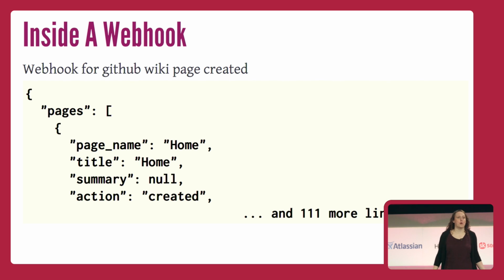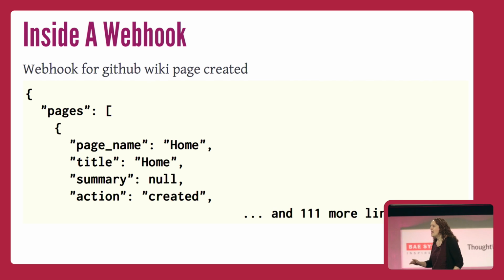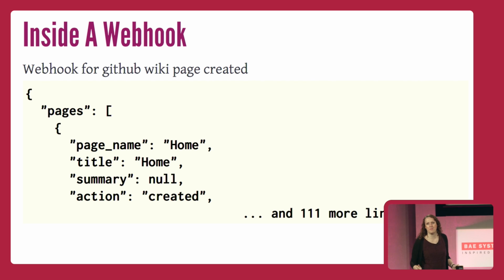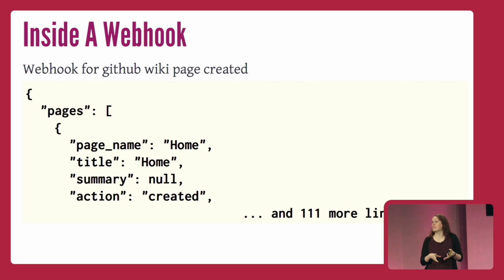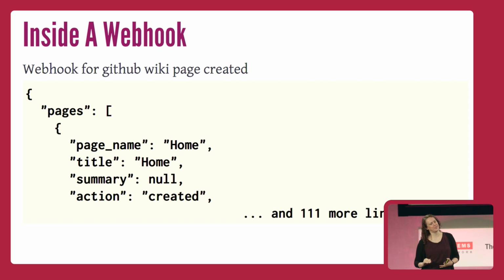Let's drill into a webhook. I had this great idea that I would pick the smallest webhook that GitHub sends, put it on the screen and walk you through it. And I got this, which is creating a wiki page. It's relatively small, but only relative to everything else. There's 111 more lines not shown on this slide. I am not above shrinking my font size to fit onto a screen, but this is not going to work.